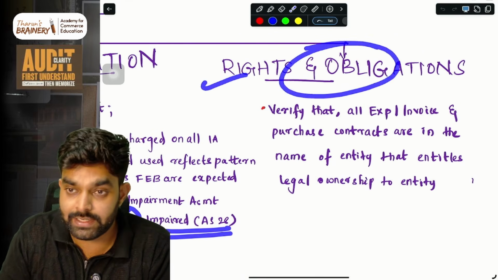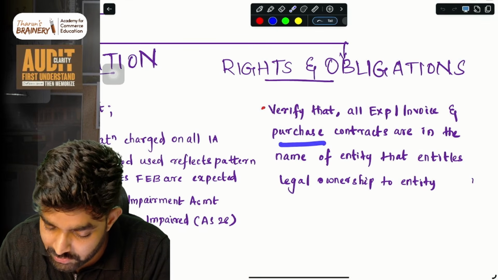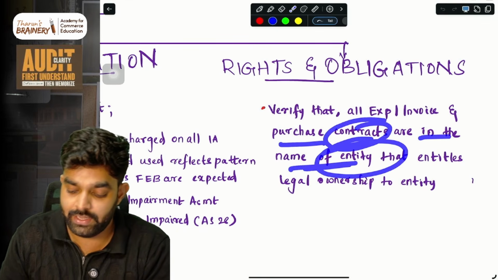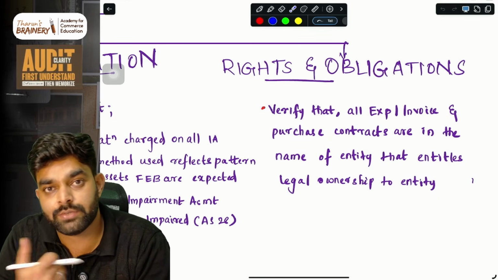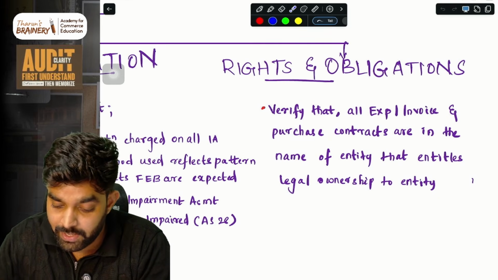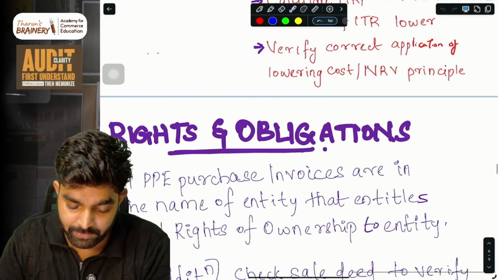Then how will you check the rights and obligations? Verify that all the expenses, invoices and purchase contracts are in the name of the entity that entitles ownership. Same for rights and obligations, how will you check? All the intangible assets which the company is showing in the assets, make sure that they are in the name of the company itself, or ownership, similar to PPE.